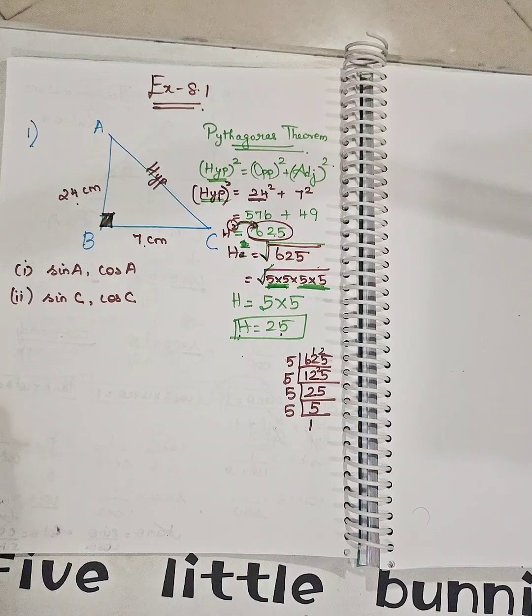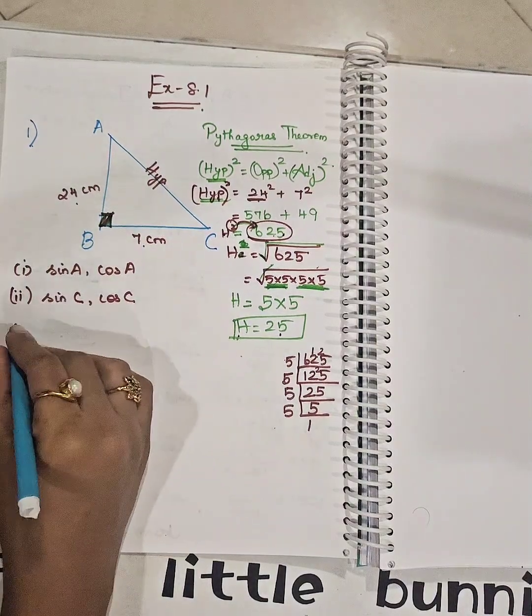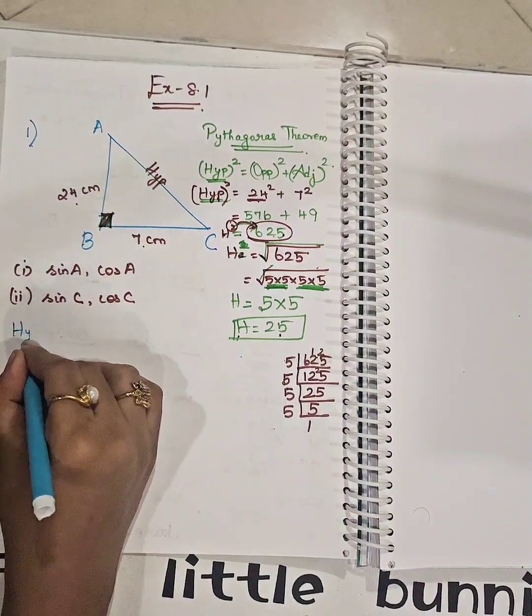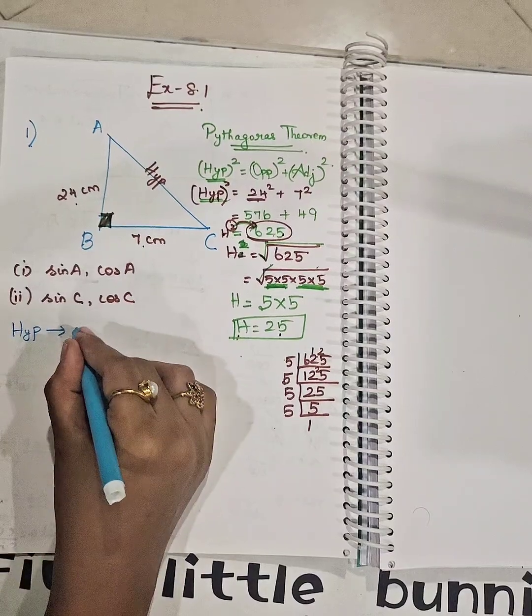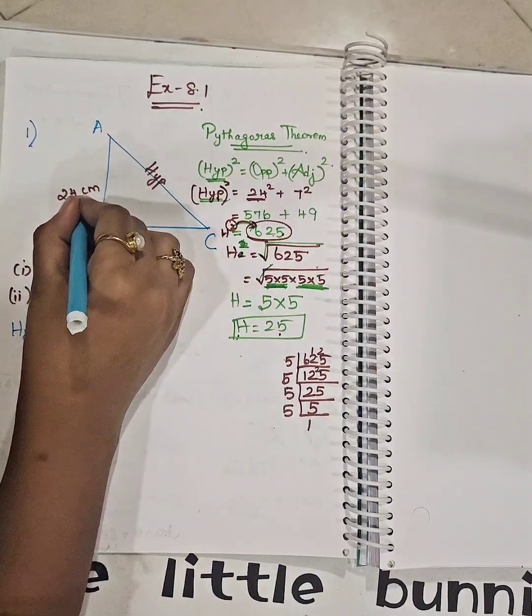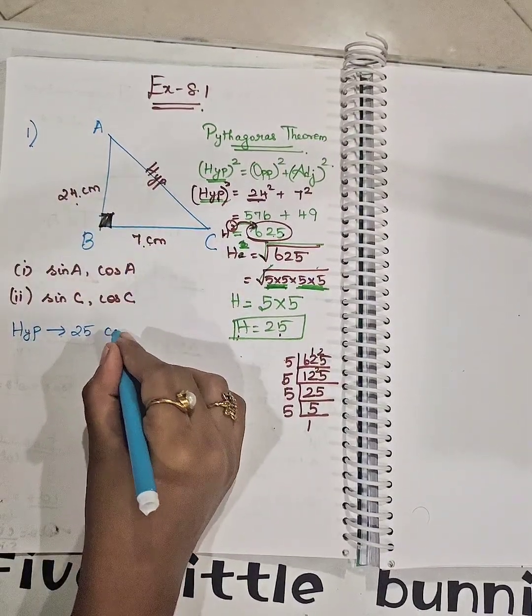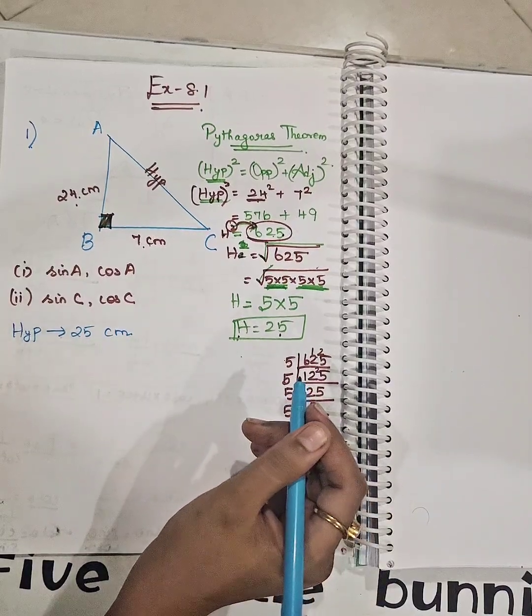So now we have found all the three sides. Let us mention the three sides here. Hypotenuse, which is 25. Since for both we are having centimeter, the hypotenuse is also in centimeter.